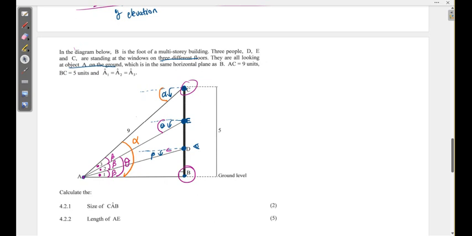They want the size of angle CAB. Now CAB means it's the whole angle here, theta, right? They want the angle CAB. Now CAB is in the larger triangle, right? It's in this large triangle here. This one, it's alpha. CAB is alpha there. So now we know that there is a 90 degrees here, right? It's a right angle triangle.